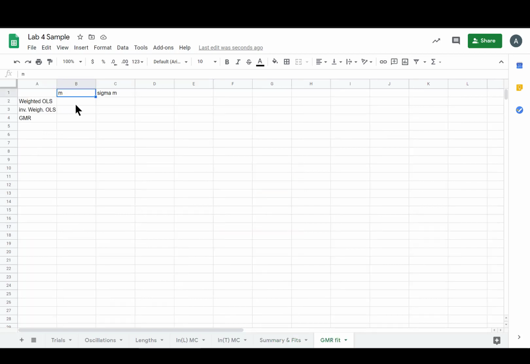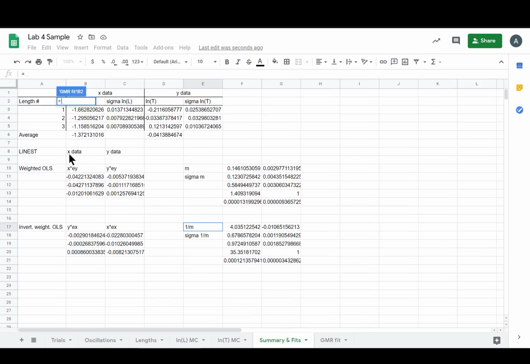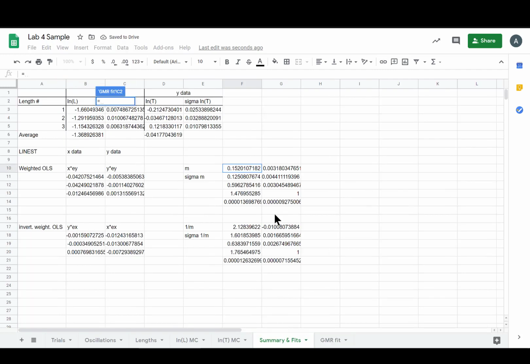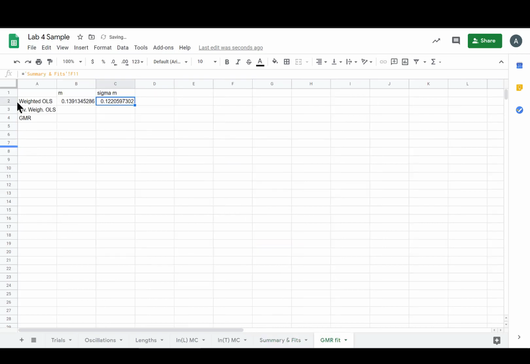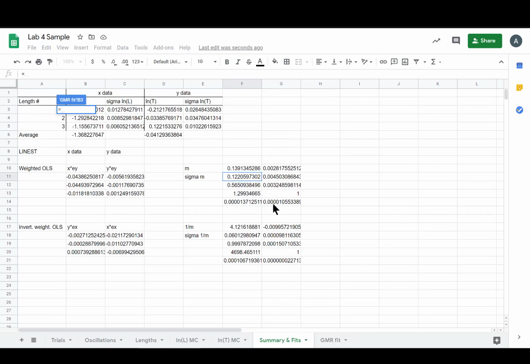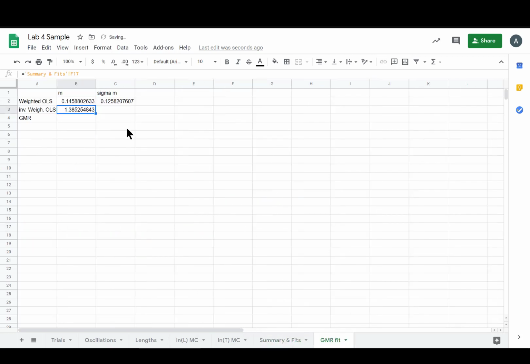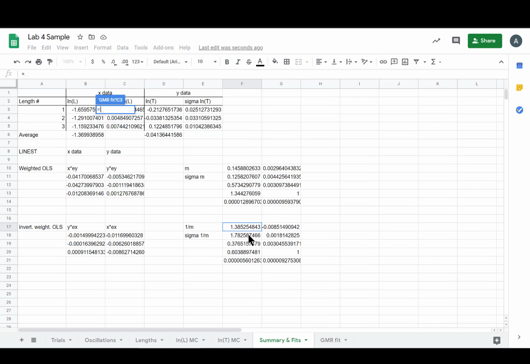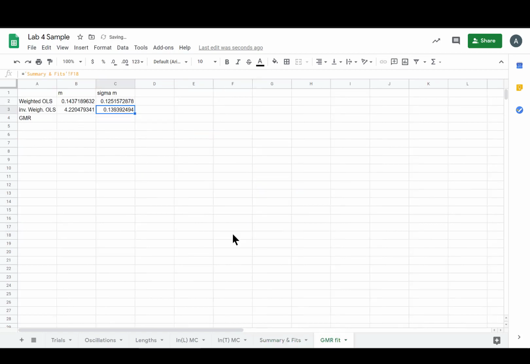So let's copy these over, and we're copying them over by reference. And I'm going to make a note on that at the end, actually. So we'll have equals our weighted OLS. It's this one. And our sigma is right here. Now our inverted, this is a 1 over M. Just this one. And now equals uncertainty. Yeah, okay, let's talk about it now.